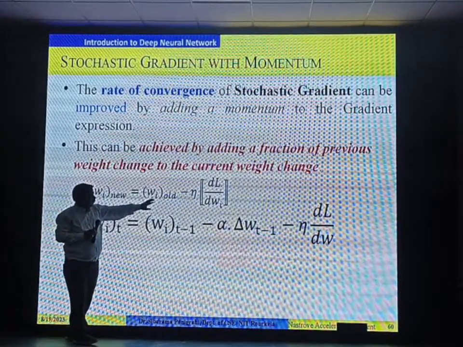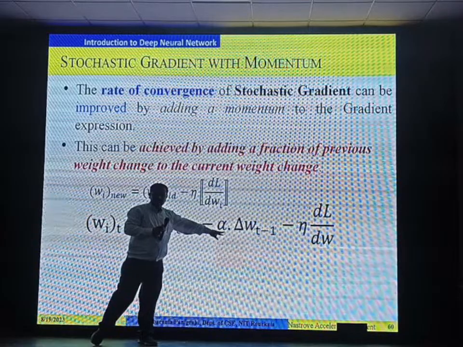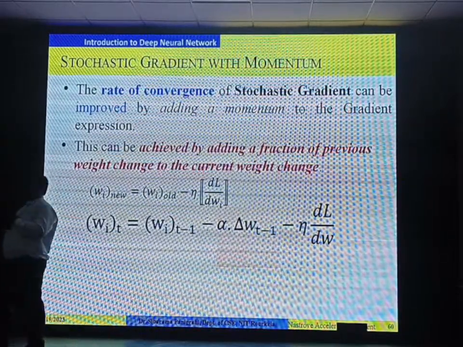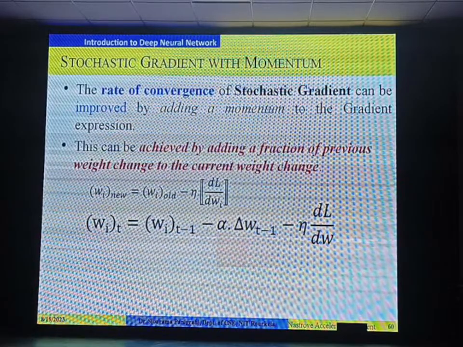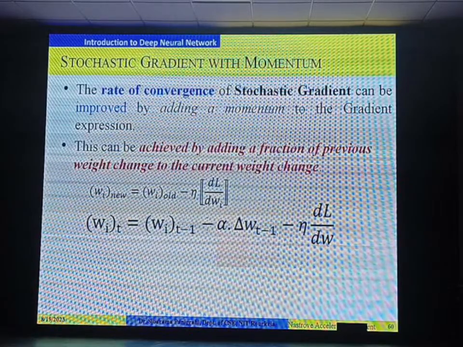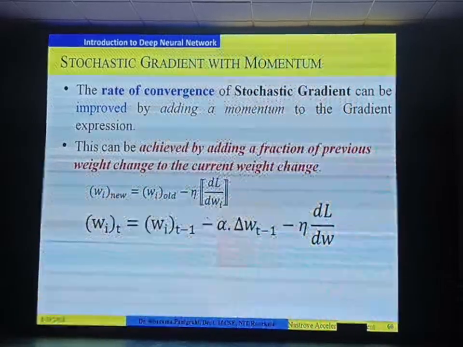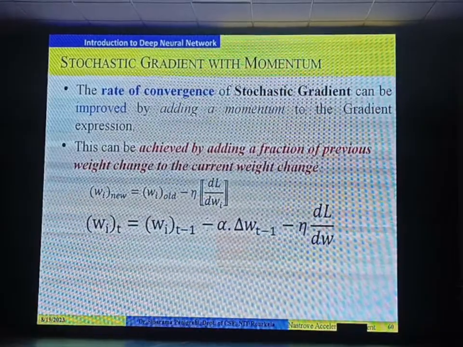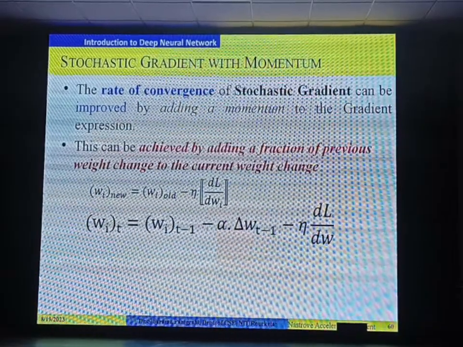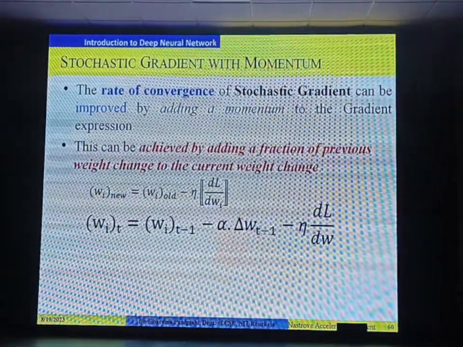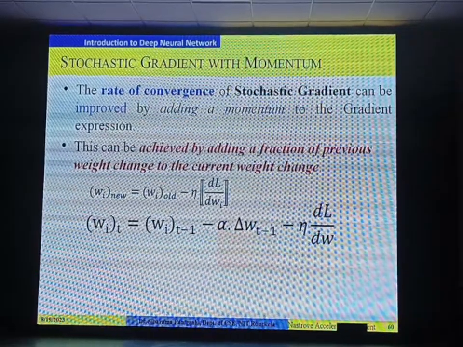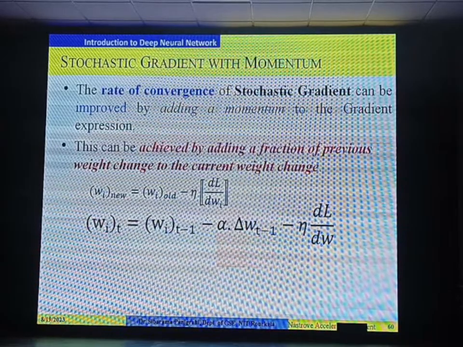But here you see what we have done. We have added another term, momentum: alpha into delta W(t minus 1). Delta W(t minus 1) means the change of weight in the previous iteration. In the previous iteration, however much we changed, in the next iteration we will add a fraction of that. Is that clear? Yes or silence?